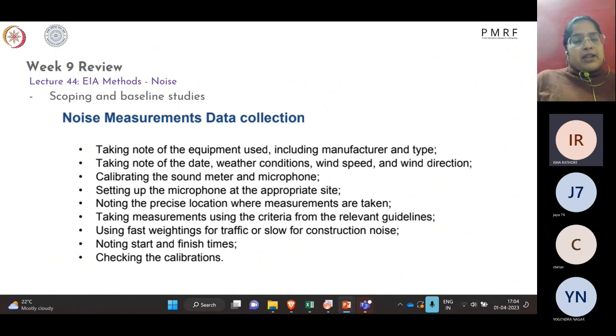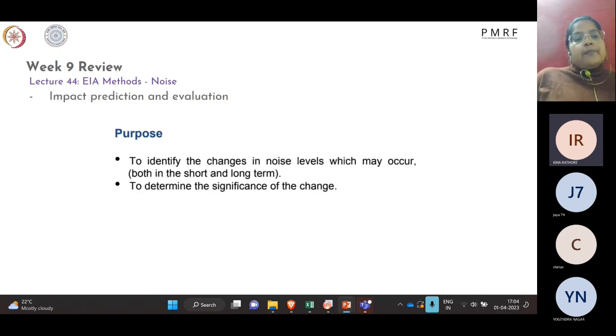Then you need to set up the microphone or the instrument at an appropriate site. Note this precise location in your geographical map where this data is being recorded from. And then you take measurements using the criteria from the relevant guidelines. You use fast weighting for traffic or slow for construction noise. Then you note the start and finish time when you were taking these recordings, and then you check for calibrations, whether the data you get is correct or not.